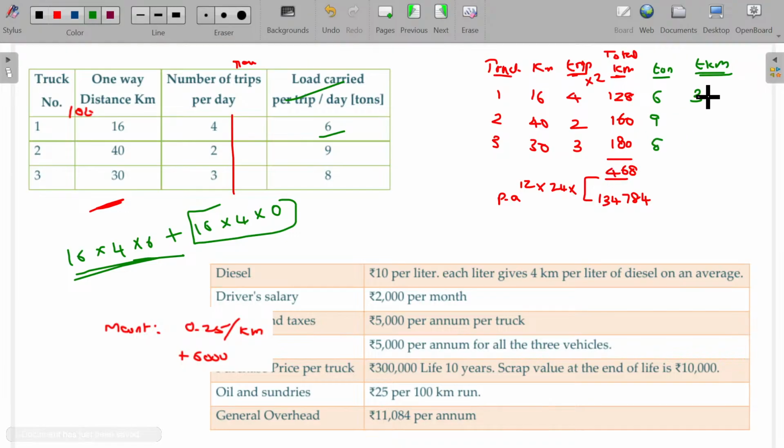384, 720, 720, overall 1824. Per annum, you have to multiply with 12 and 24: 5,25,312. Hope you'll now be able to understand this one. Clear?